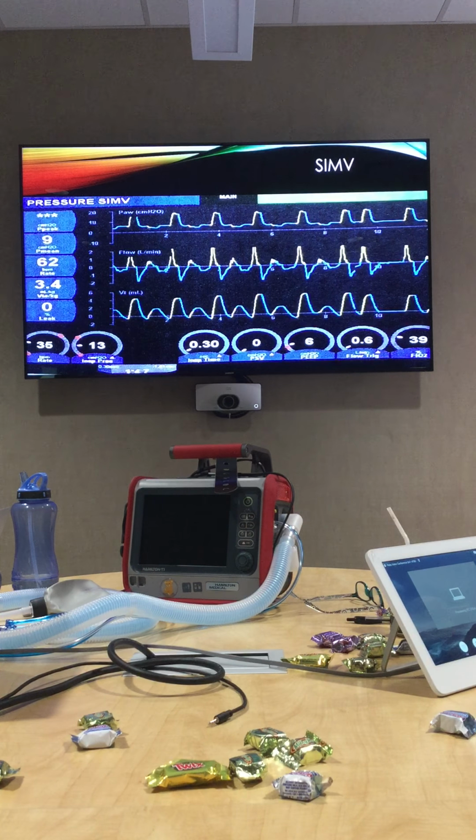Which breaths do you think are the machine breaths, and which breaths are patient breaths? Well, the tall one. The higher pressure is. Okay. I'd give them some pressure support. Mm-hmm. Cool. That's exactly what I would do.